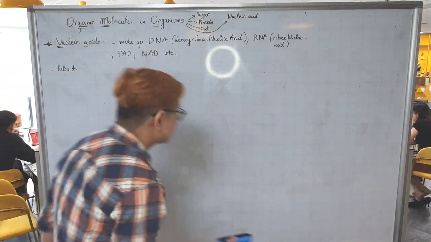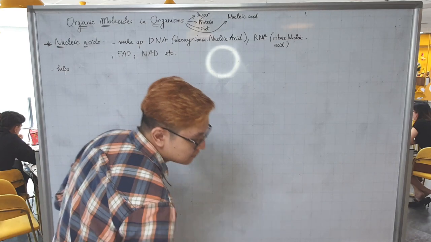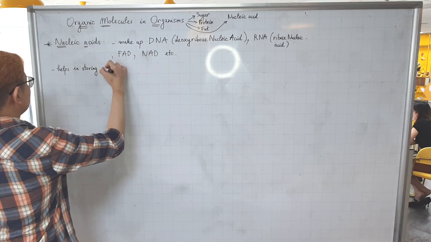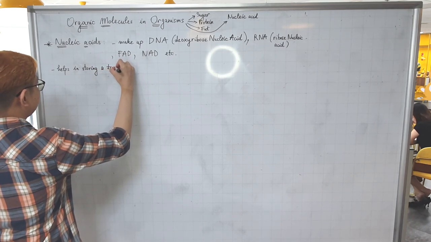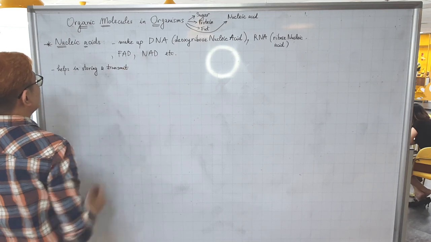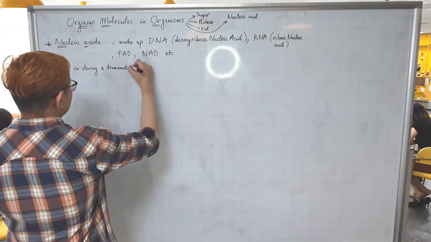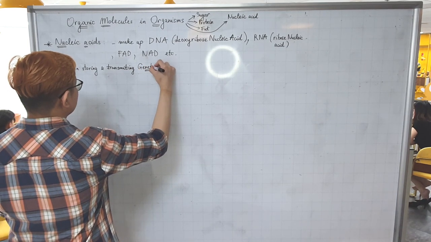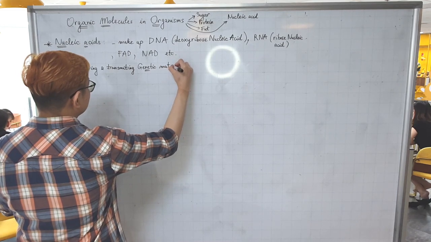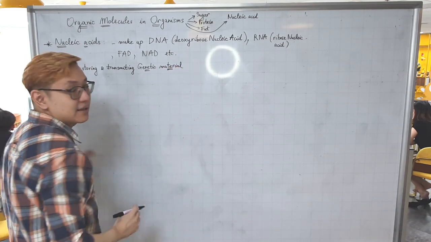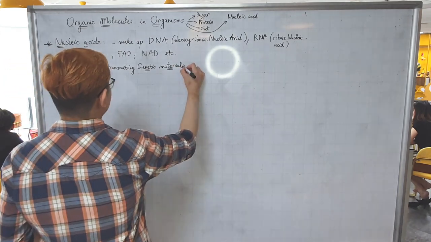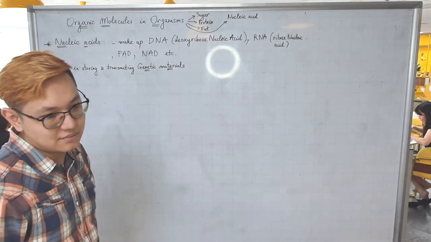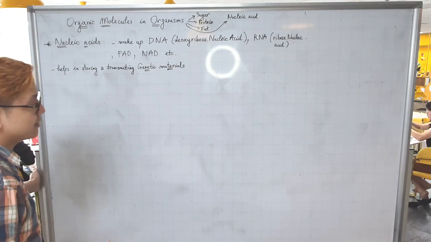Helps in inheritance, or helps in storing and transmitting. Transmit là giống truyền nè. Store là chứa. Storing and transmitting genetic material. Genetic material để giúp trong chuyện mà chứa và truyền đi những cái vật chất di truyền. Help in transmitting and storing genetic materials.